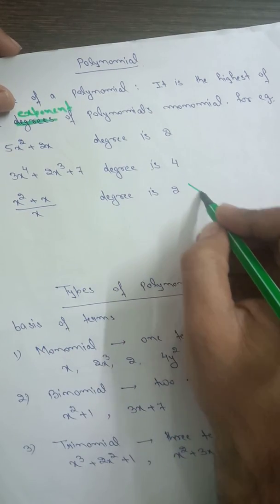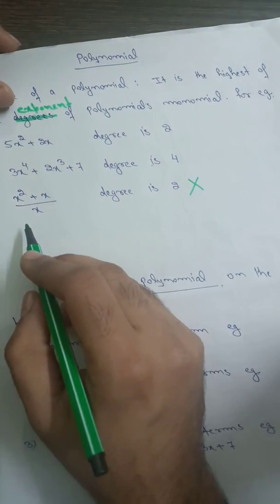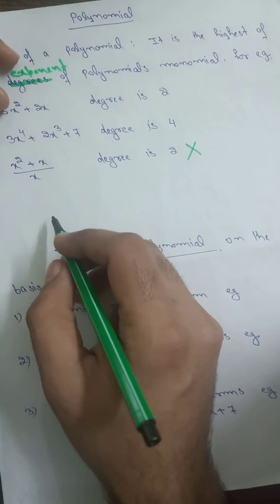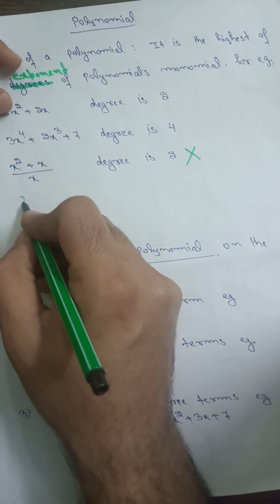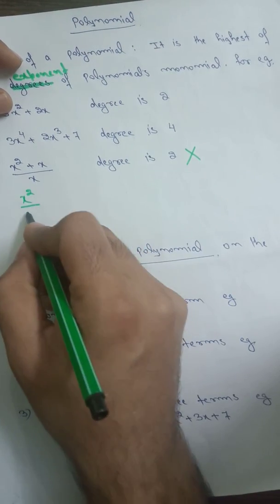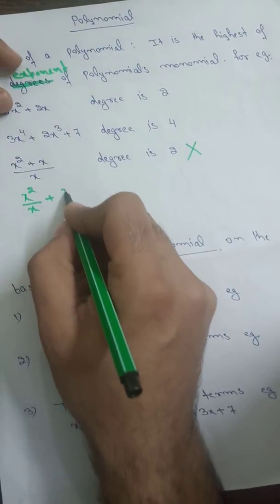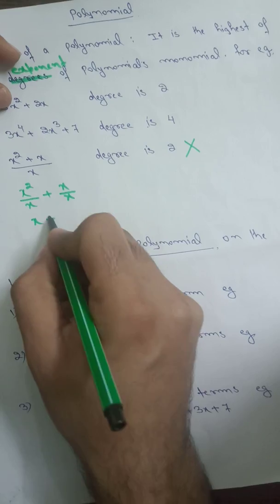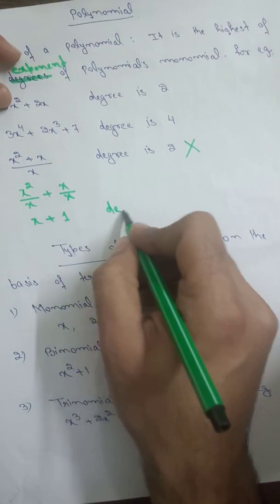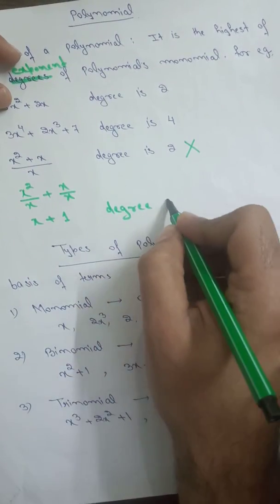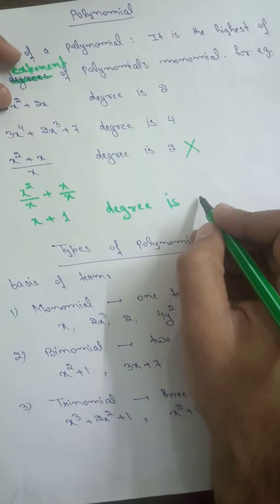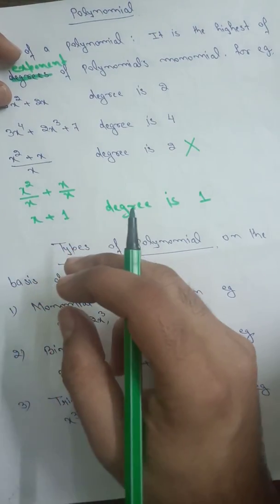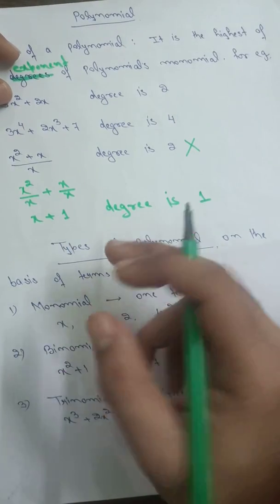It's wrong over here because before going for any degree we first need to simplify this. So when we simplify this, I'll get x plus 1, so the degree is 1. So I'm taking this green color sketch pen, or we can use multiple colors to explain our content and to write.